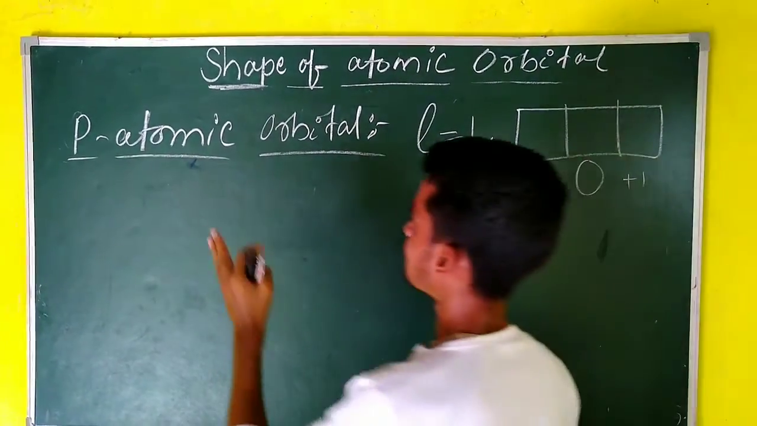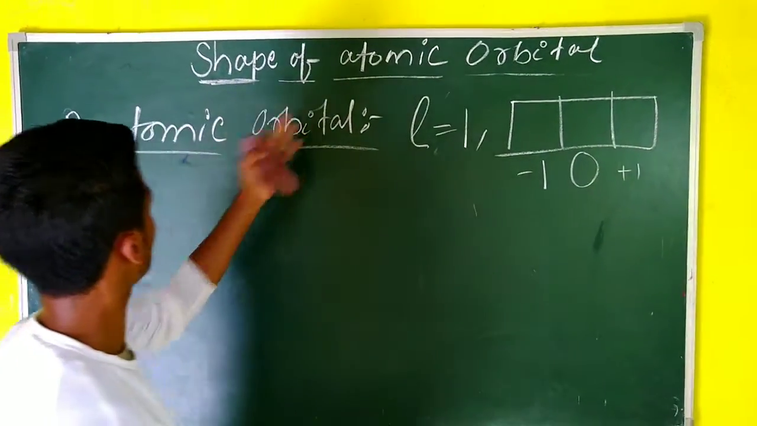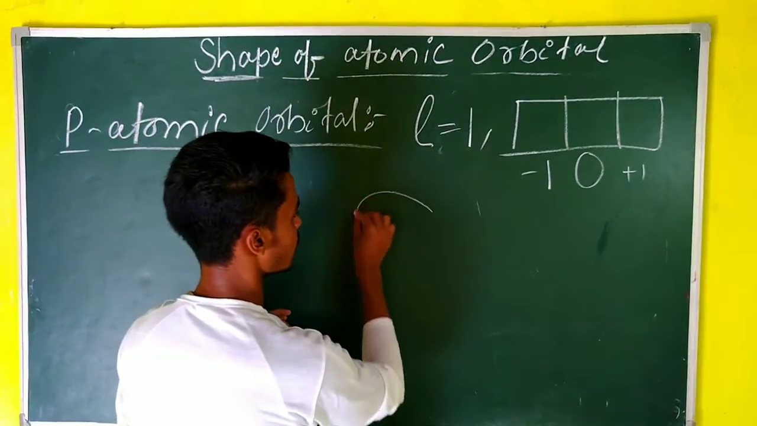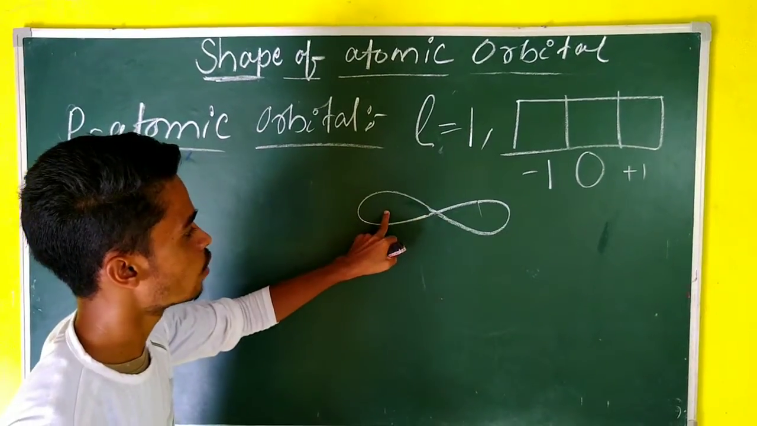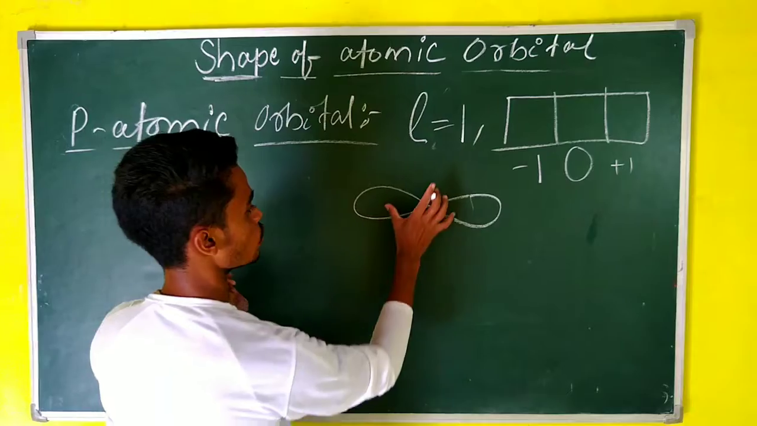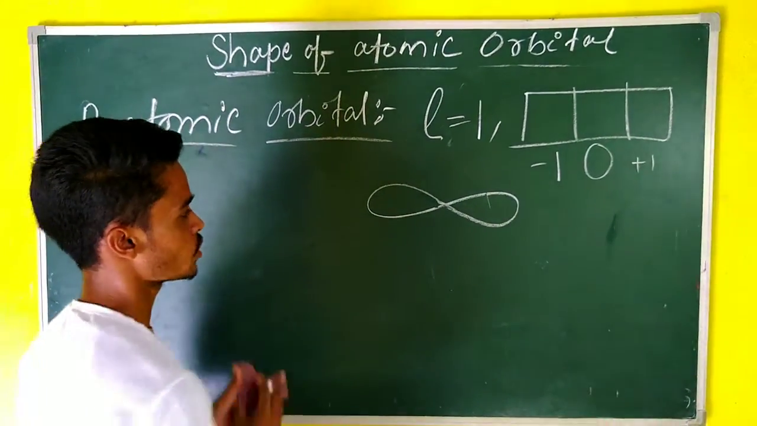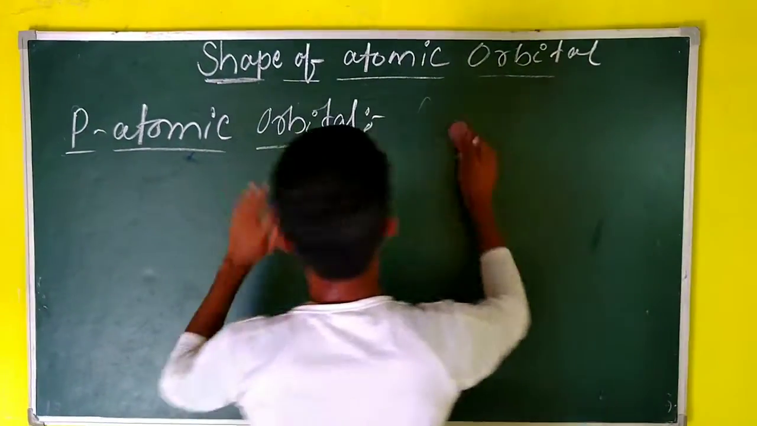And students, the shape of the p atomic orbitals is dumbbell shape. Means these are dumbbell shapes. So this is one loop and this is 2 loops. When we combine 2 loops, one dumbbell is formed. So this is the shape of the p atomic orbital.